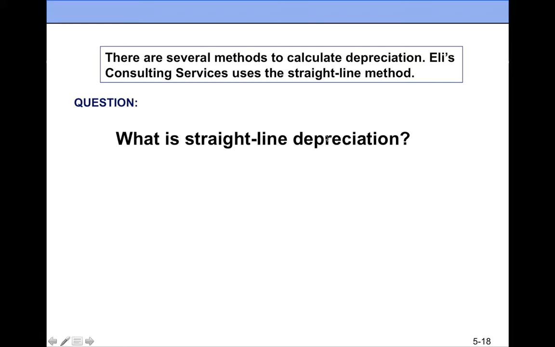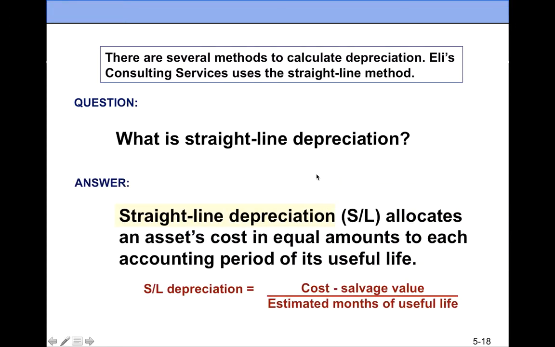So there are several methods of calculating depreciation, but we will use the simplest and most common method, and it's called the straight line method. And guys, this is the formula. It allocates an asset's cost in equal amount to each accounting period of its useful life. Hence, straight line. This is the formula you need to know. Cost, how much did you pay for this asset? So if I spend $20,000 for the truck, I put it here, it will be given to you.